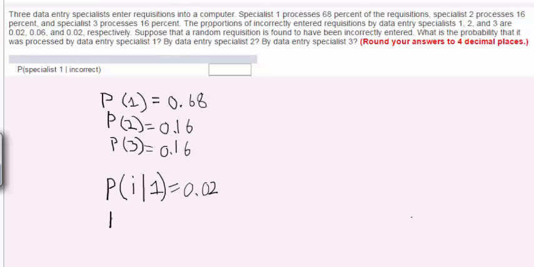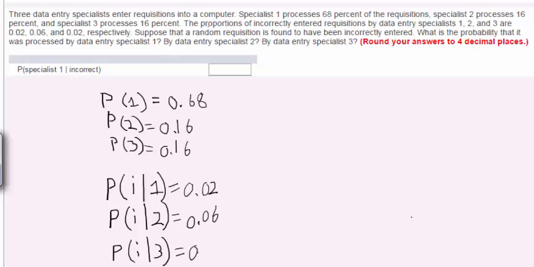Moving on, same thought process. The proportion of incorrect data entries given that specialist 2 entered them is 0.06. And last, the probability of an incorrect data requisition by specialist 3, 0.02. That's just the setup. Make sure that you understand how we pulled these numbers from the problem into these probability statements, because that is going to be key before we can even tackle this probability statement here, which is what the question's asking for.